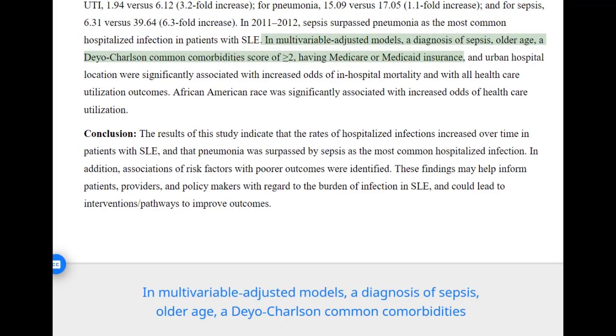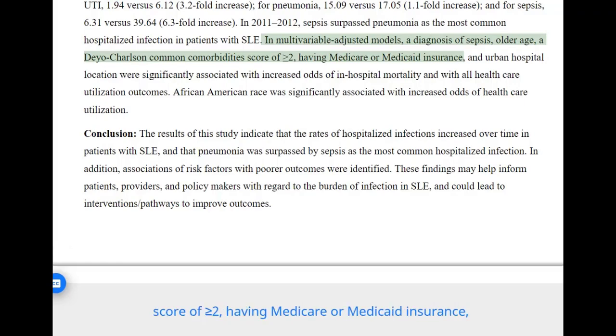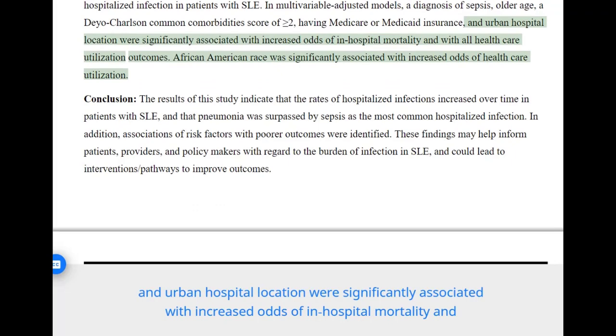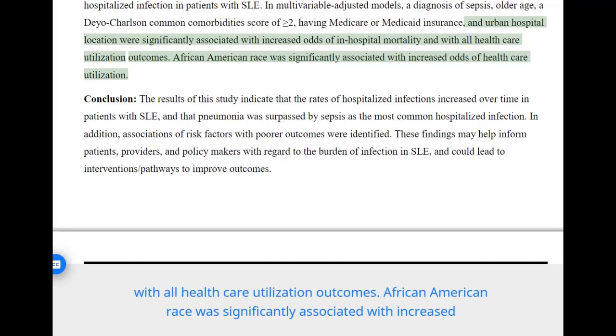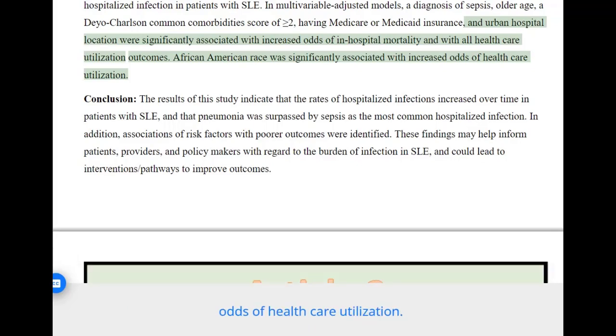In multivariable adjusted models, a diagnosis of sepsis, older age, a Charlson Comorbidity score of 2, having Medicare or Medicaid insurance, and urban hospital location were significantly associated with increased odds of in-hospital mortality and with all healthcare utilization outcomes. African American race was significantly associated with increased odds of healthcare utilization.